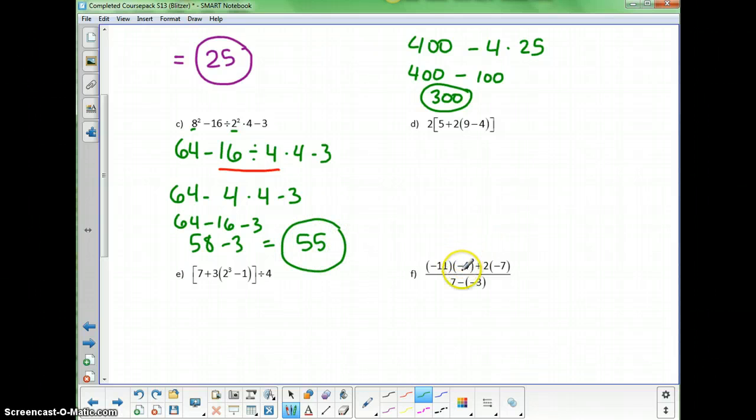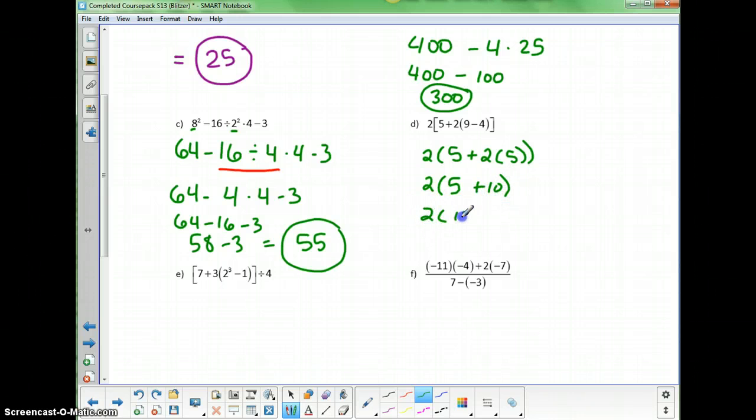Alright, and the next one, this one has a lot of parentheses, so we're going to start with the innermost parentheses. This one's 2 times 5 plus 2 times 9 minus 4 is 5. Inside this next set of parentheses, I've got a multiplication and an addition. So we'll do 2 times 5 plus 10. Do that multiplication first, then the addition.